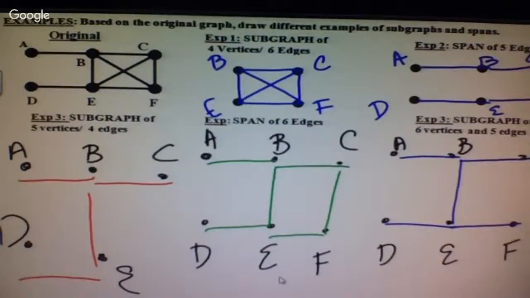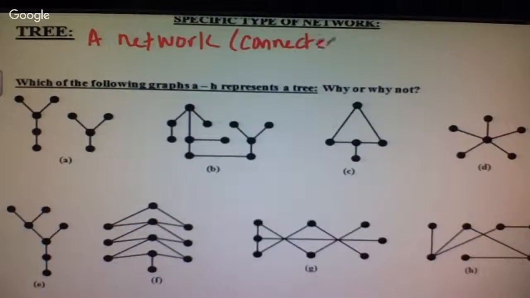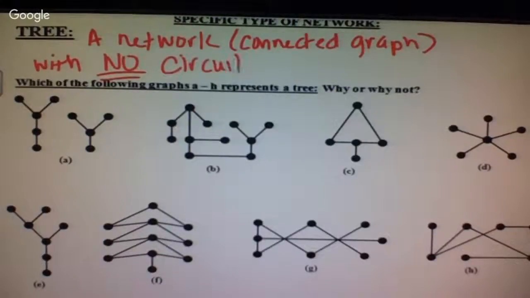Okay. All right. Now we're going to get into no more circuits. Say goodbye to your circuits now. So we are now going to talk about what they call trees. A tree, formal definition, is a network, which means we're connected, with no circuits of any length.